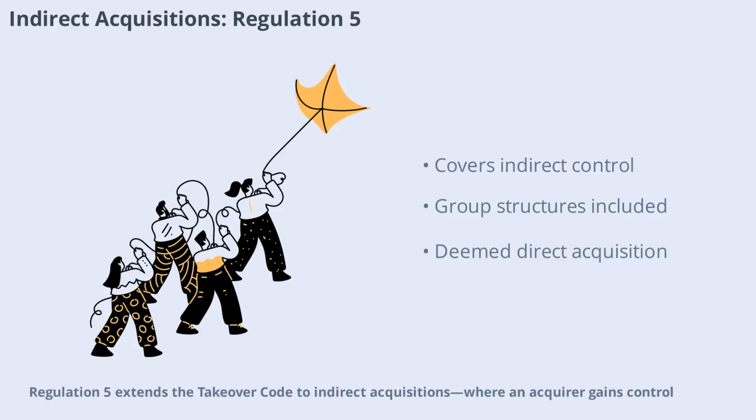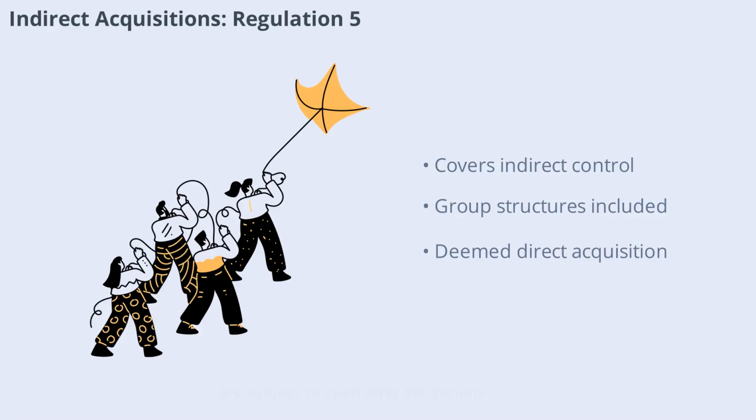Regulation 5 extends the takeover code to indirect acquisitions, where an acquirer gains control of an entity that itself holds shares or control over the Indian-listed target. This ensures that changes in control, even through complex group structures or offshore transactions, are subject to open offer obligations. The code provides specific parameters for when an indirect acquisition is treated as a deemed direct acquisition.